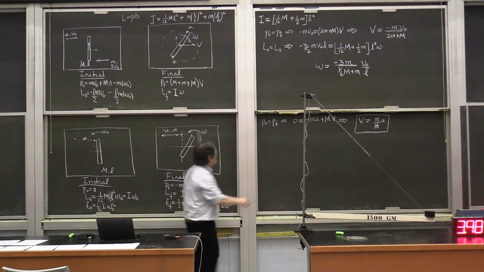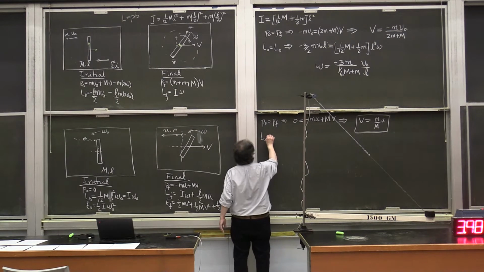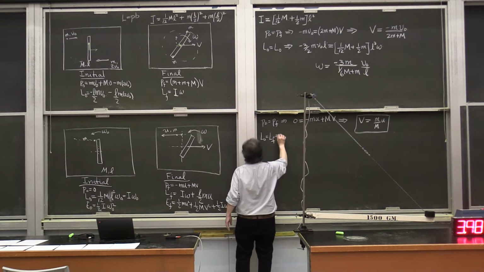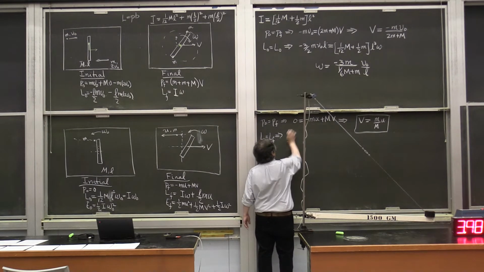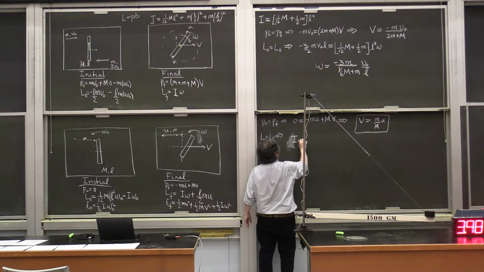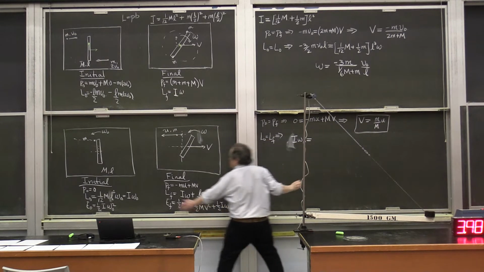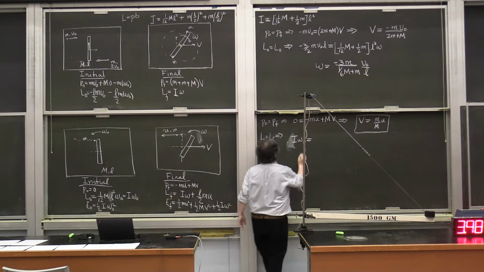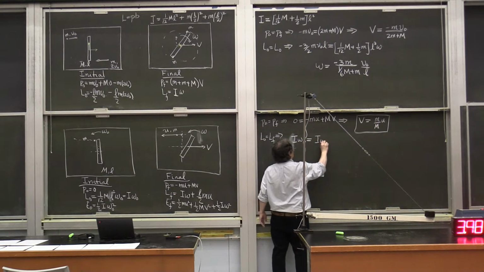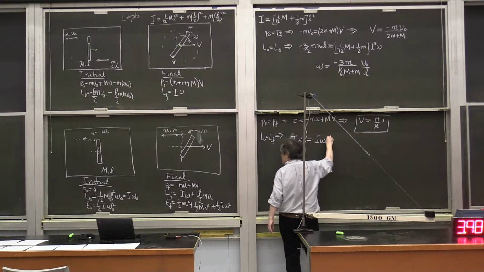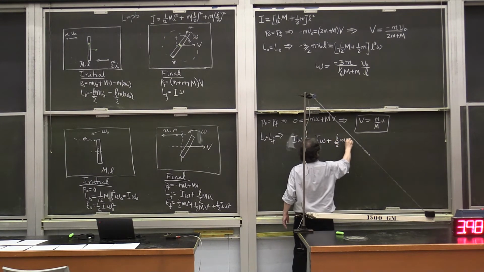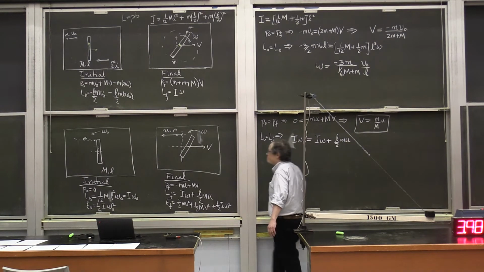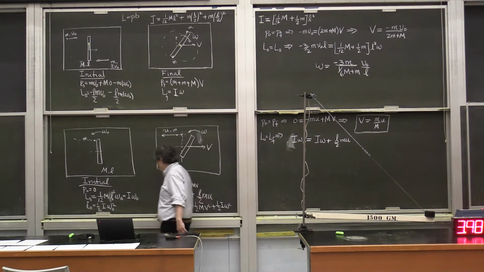Angular momentum is conserved. That means that I omega naught equals I omega plus L/2 mu. Energy is conserved, so this one is equal to this one.